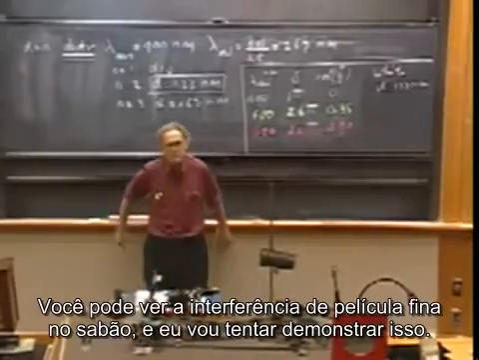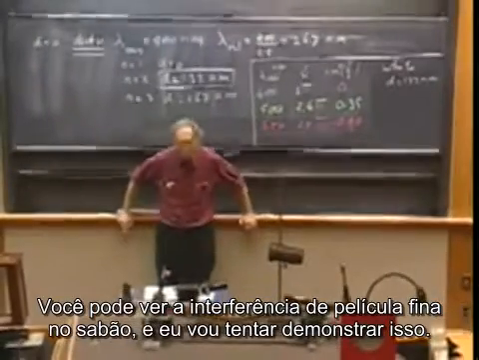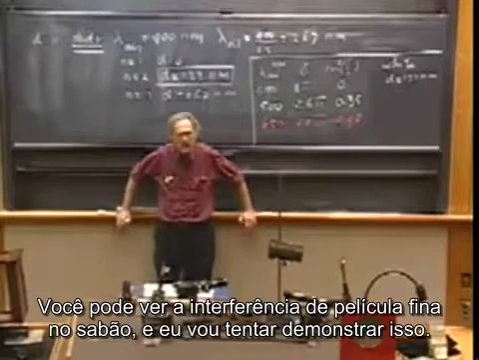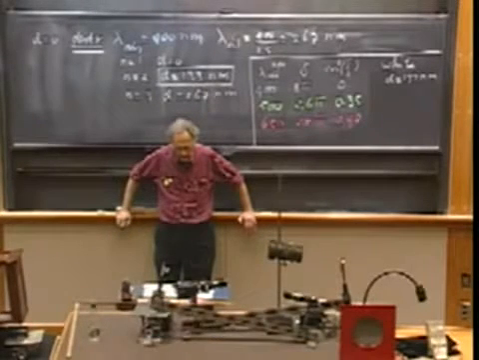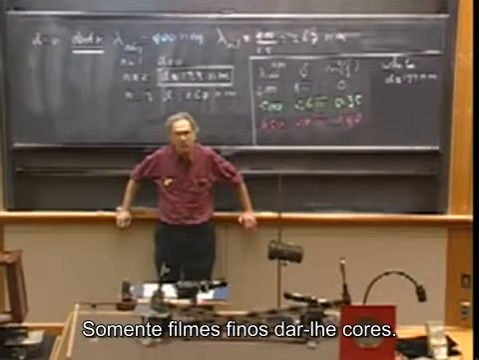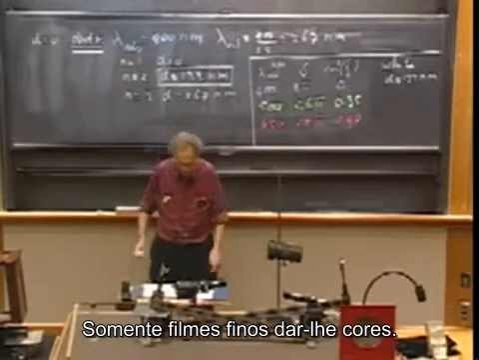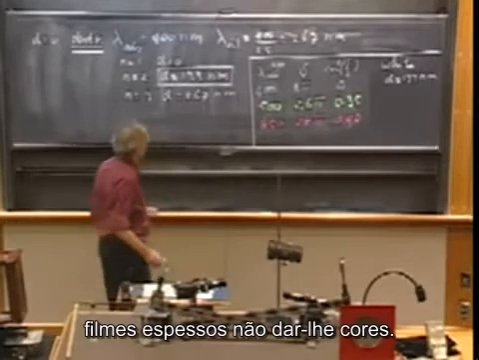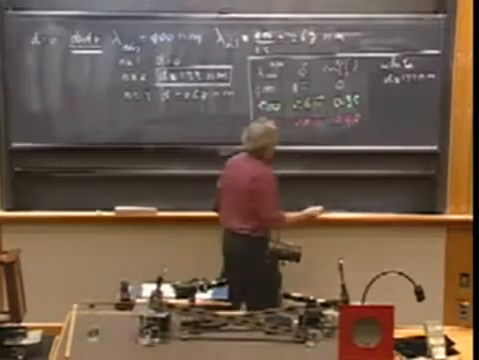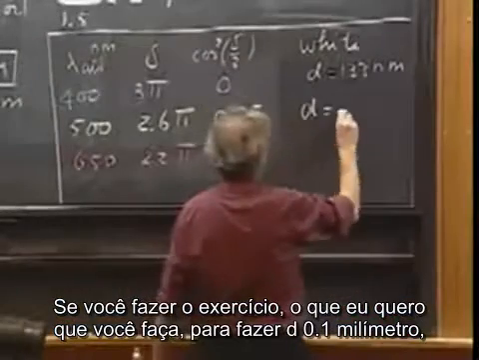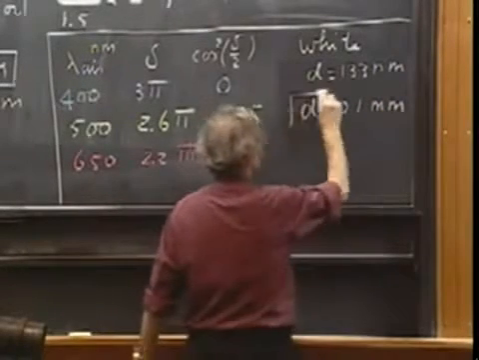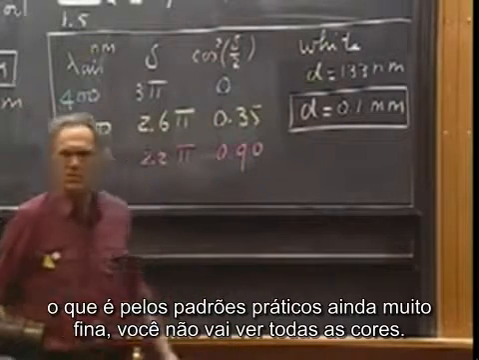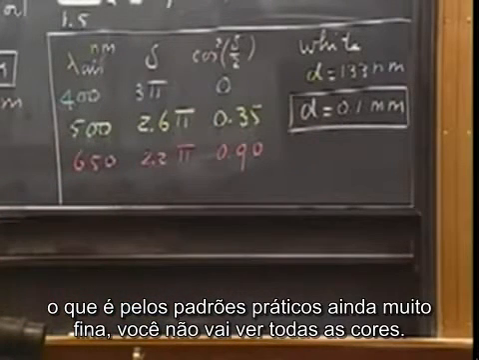You can see thin film interference in soap, and I will try to demonstrate that. You can see it in oil spills on the road. I will show you an example. Only thin films give you colors. Thick films do not give you colors. If you go through the exercise, which I want you to do, to make D 0.1 millimeter, which is, by practical standards, still very thin, you will not see any colors.